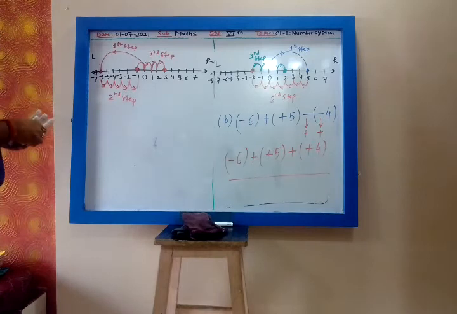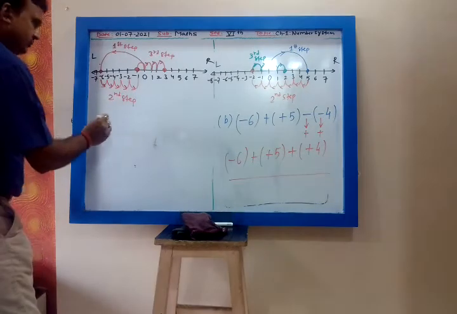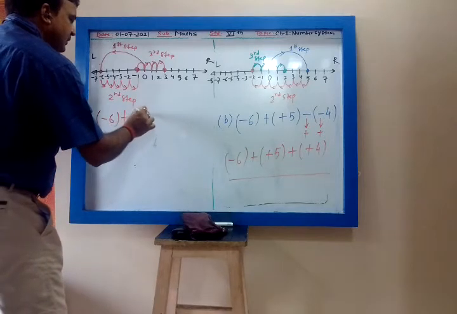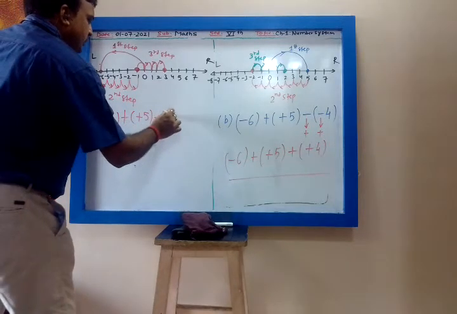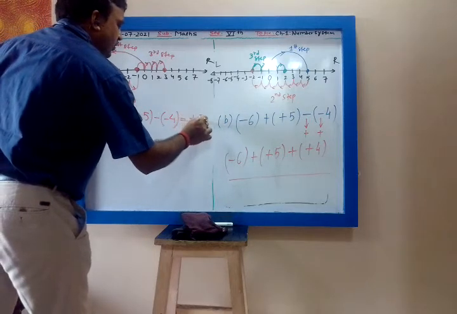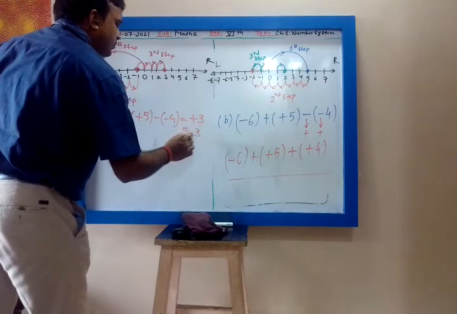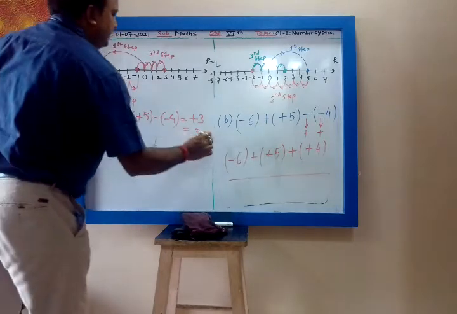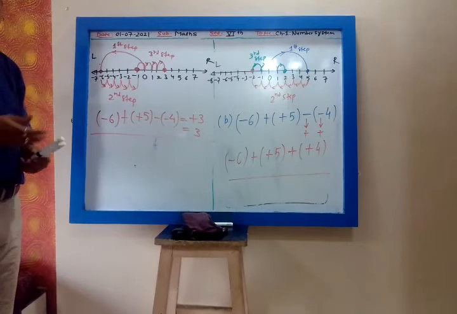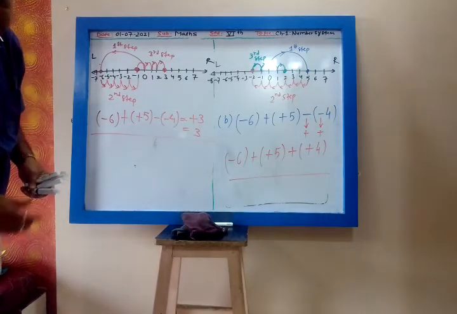So we write the answer. Minus 6 plus 5 minus 4 is equal to plus 3, or you can write 3. Plus 3 is same as 3. So using number line, we can solve this type of problems.